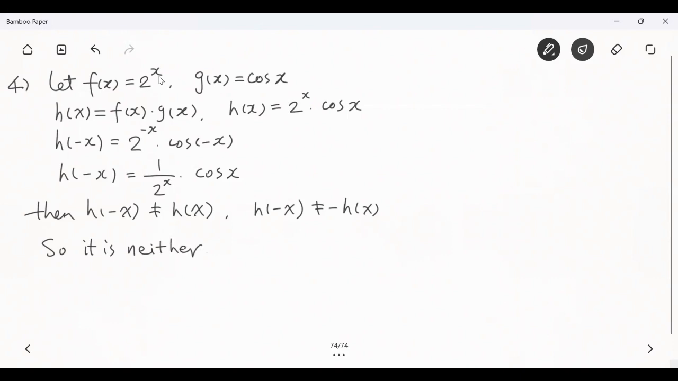All above, we discuss some functions, like the polynomial and like the combining function, whether it is an odd function, even function, or neither.